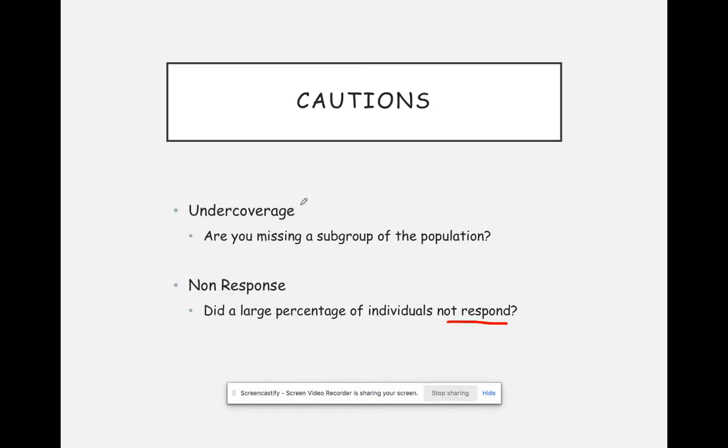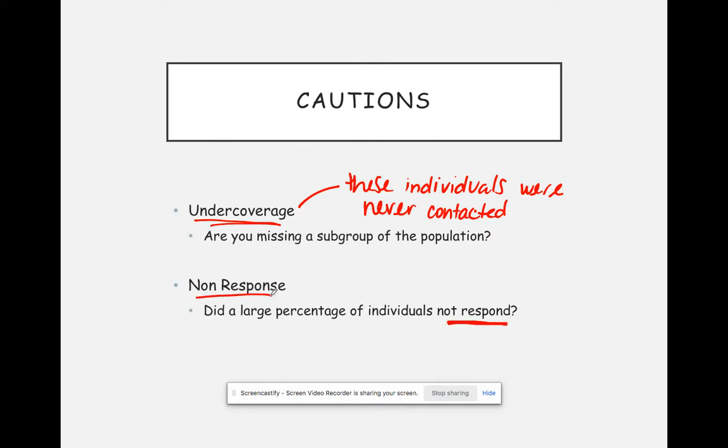Undercoverage is a little bit different. These people were never contacted. So maybe if you were talking about emailing a survey, people that don't have an email address would result in undercoverage, whereas people that just choose not to respond are going to result in non-response.